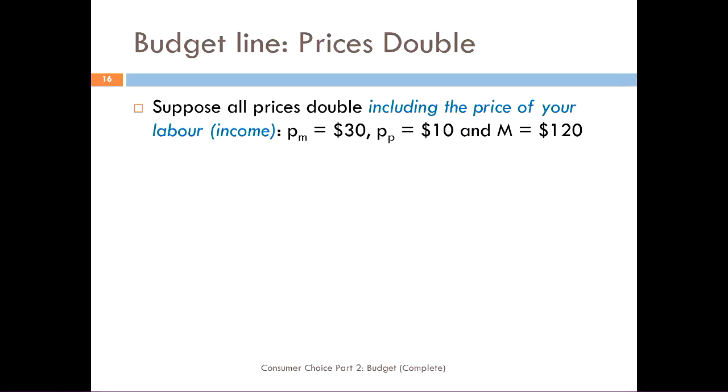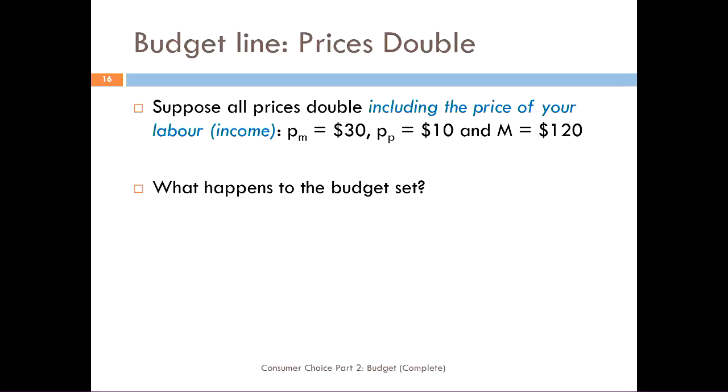Suppose, for example, all prices double, including the price of your labor. So that means your income doubles. Your wages go up, double, just like your prices go up. So think of inflation. Inflation is 10%, all prices go up by 10%, including the price of your labor, your wages go up by 10%. So what happens to your budget line? Now the price of movies doubles to 30, the price of pizzas doubles to 10, and your income doubles to 120. What's going to happen to your budget line?